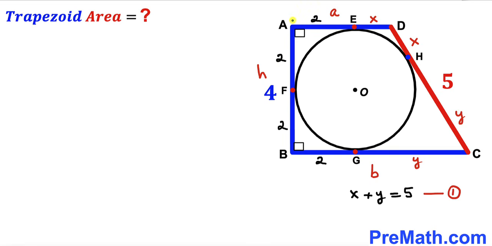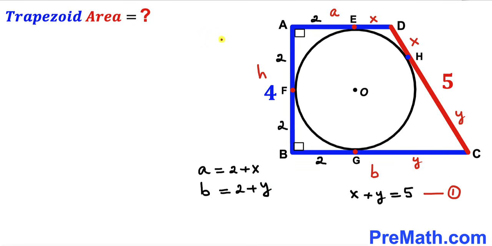Now let's make an observation. We can see this base AD is equal to 2 plus x. So I could write our base a equals 2 plus x. And likewise, this other base BC, which is represented by lowercase b, is equal to 2 plus y. So I could write our base b equals 2 plus y. And here's our final step.